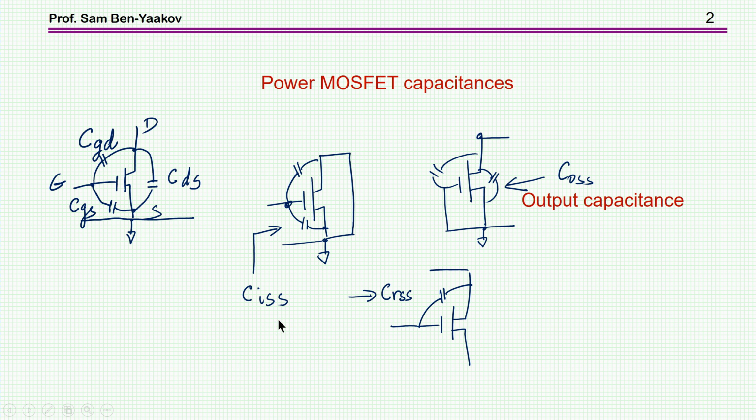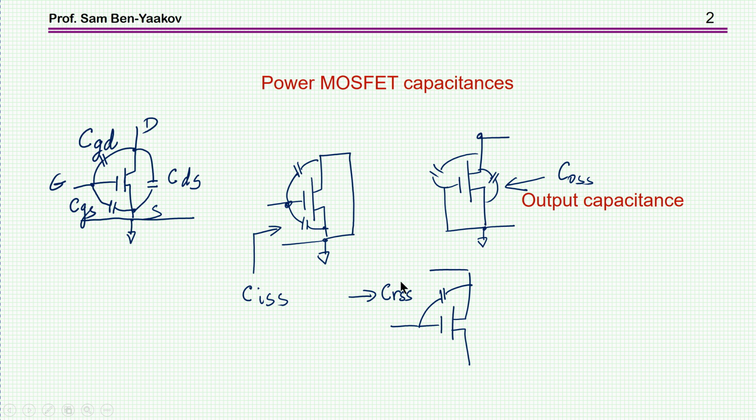Now, manufacturers define parameters which relate to these capacitances in the following way. For example, there's a C sub ISS. The SS means that these two are connected together. So this is the input capacitance when the drain and source are connected together. And this would be, as a matter of fact, CGS plus CGD.